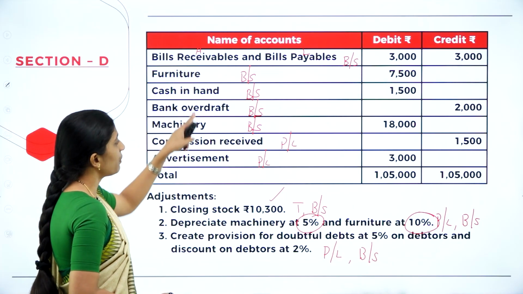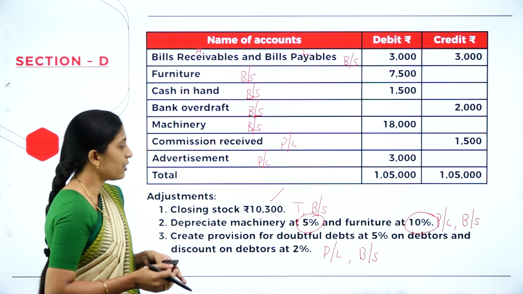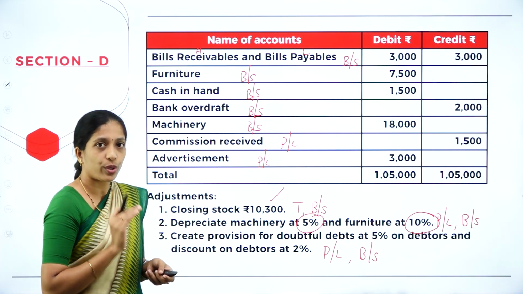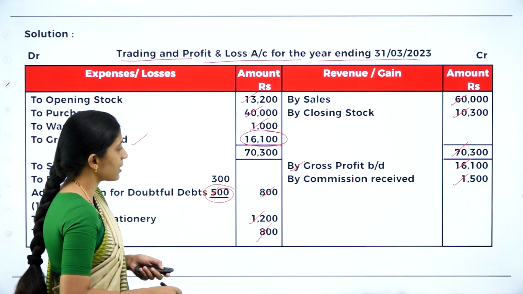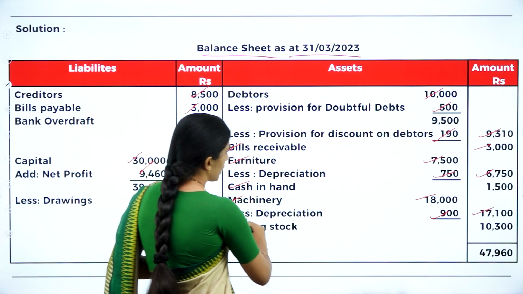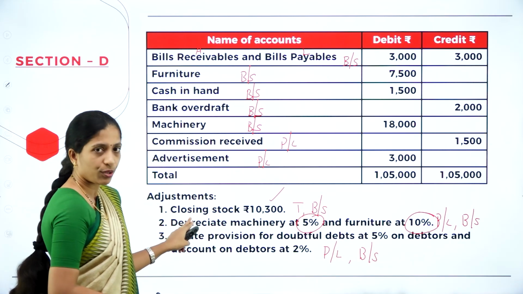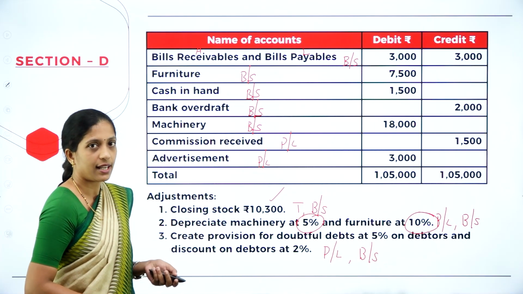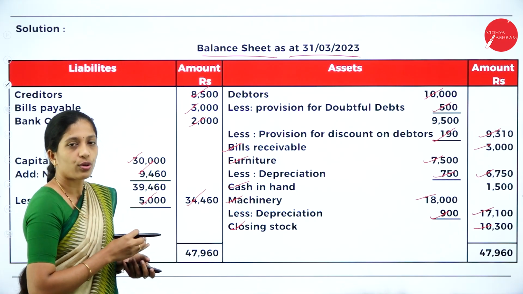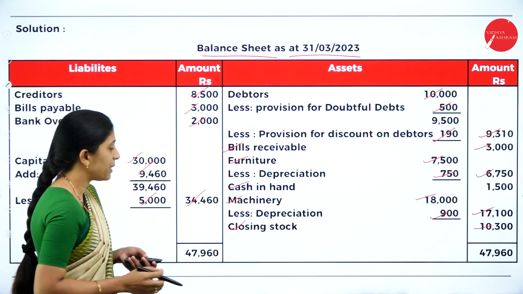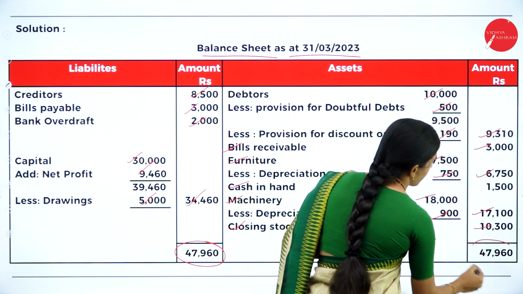So we are done with all the items in the trial balance. Now let us see whether all the adjustments have been written twice. Closing stock we have written only once in your trading account. So once it comes under the balance sheet on the asset side. So we shall record that. Closing stock, how much? 10,300. Then depreciation we are done twice. Provisions are done. Now we have to balance both the sides where your total of assets should be equal to total of liabilities. So if you add, you will get 47,960 on both the sides.